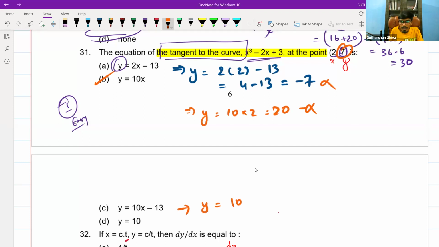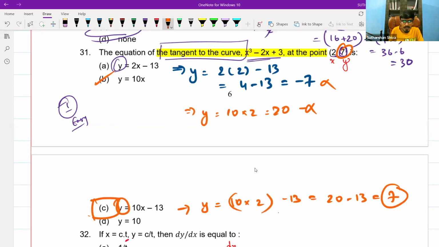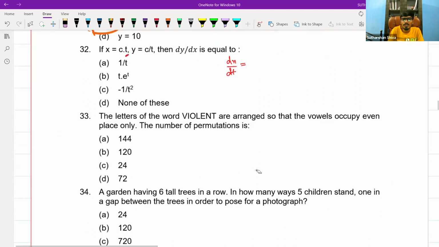Y equals 10 into 2 minus 13. It will become 20 minus 13. It is equal to plus 7. So y equals 7. So I can go with option C as my answer. Are you able to understand? Then I will go with question number 32. Question number 32 is in dy by dx, dy by dt format. So what can I do?